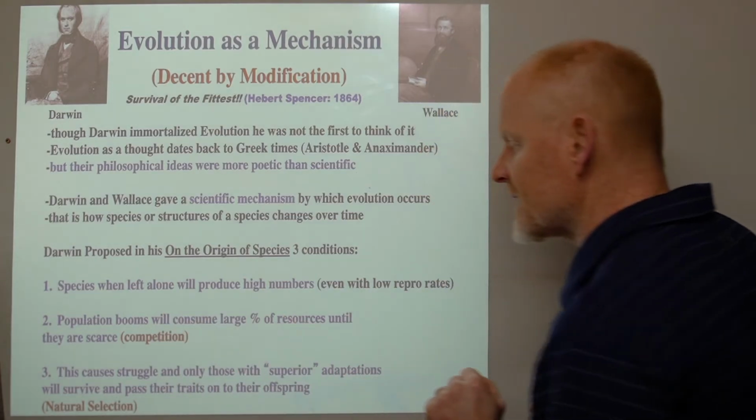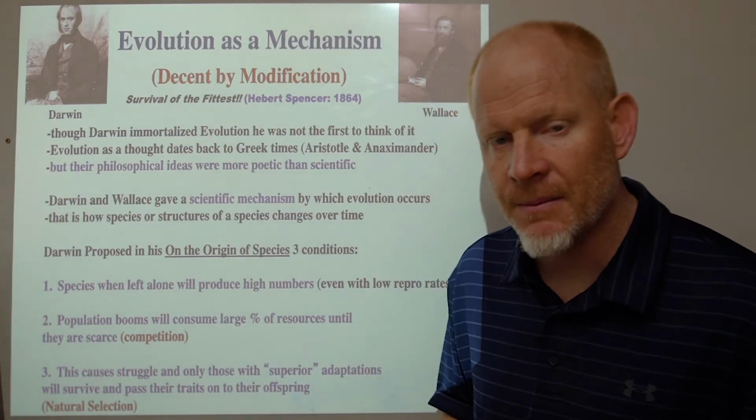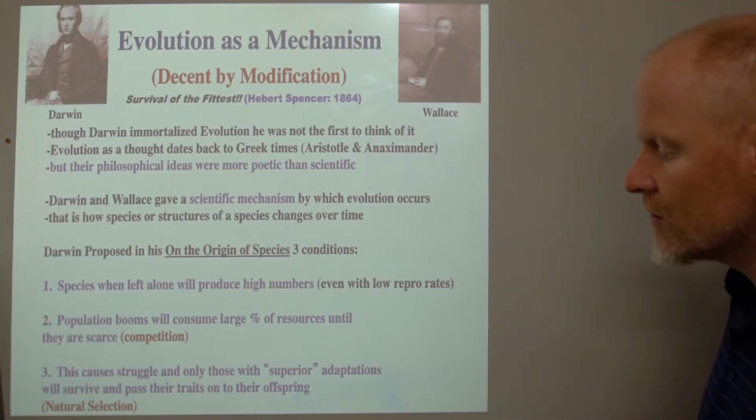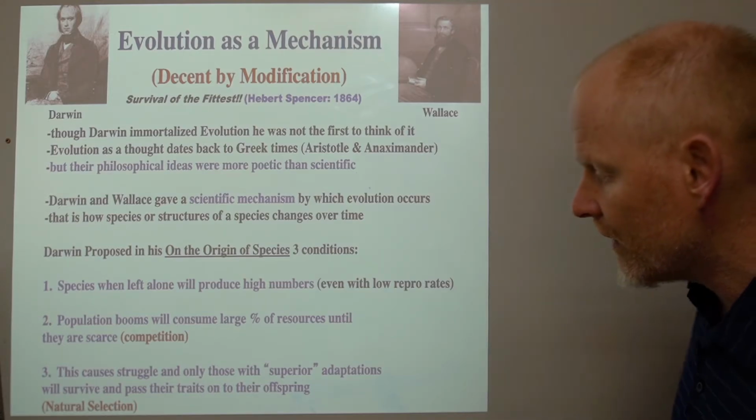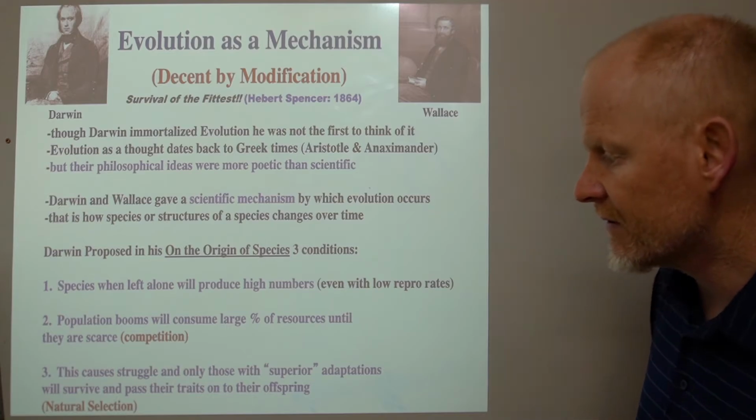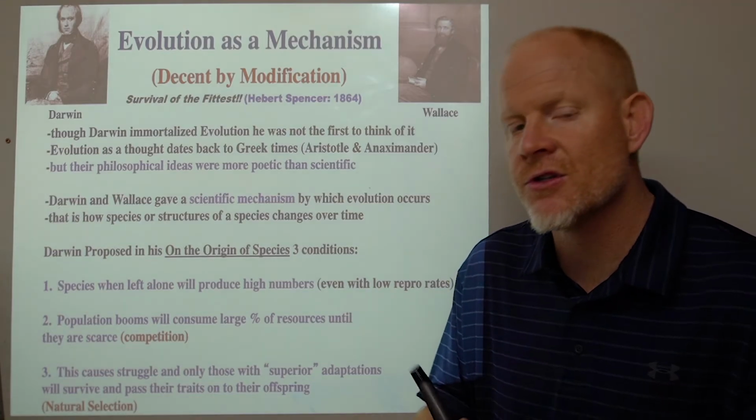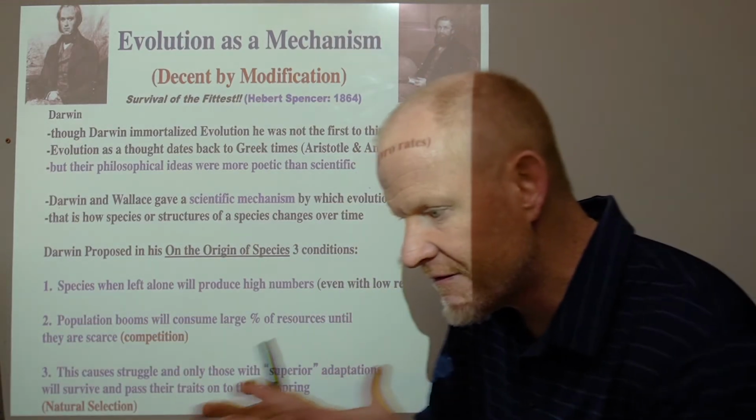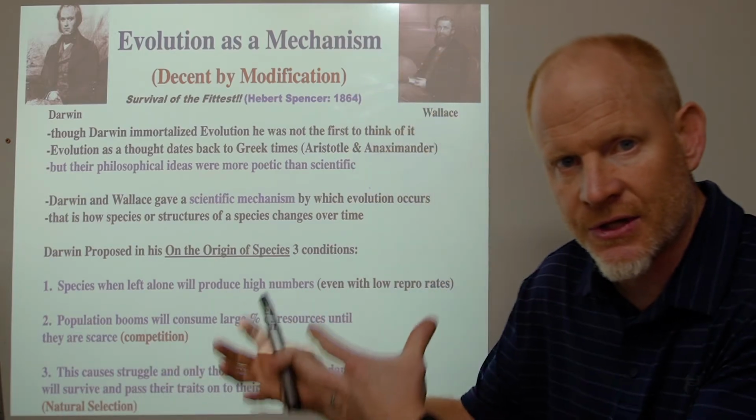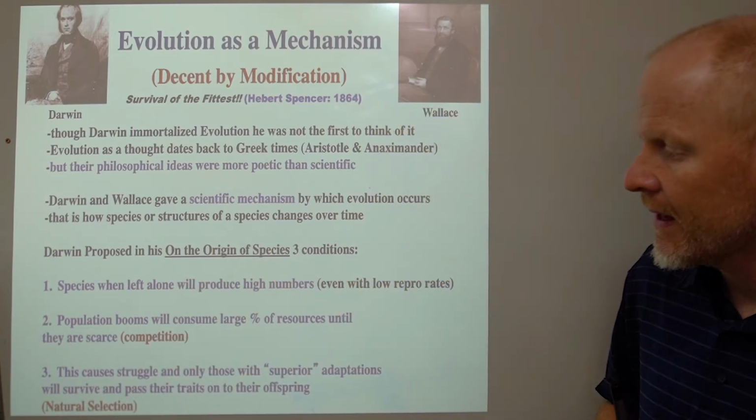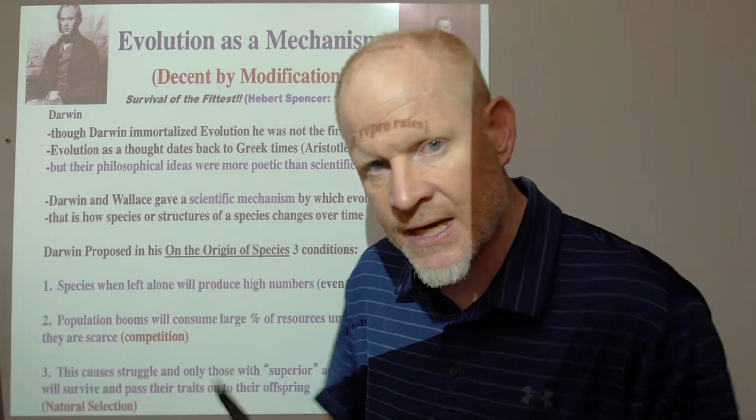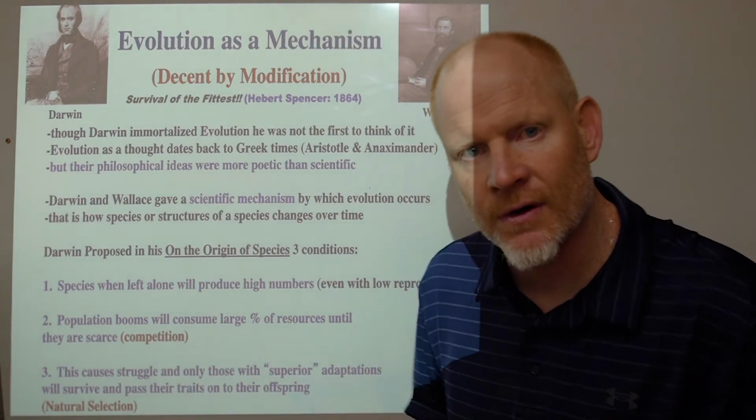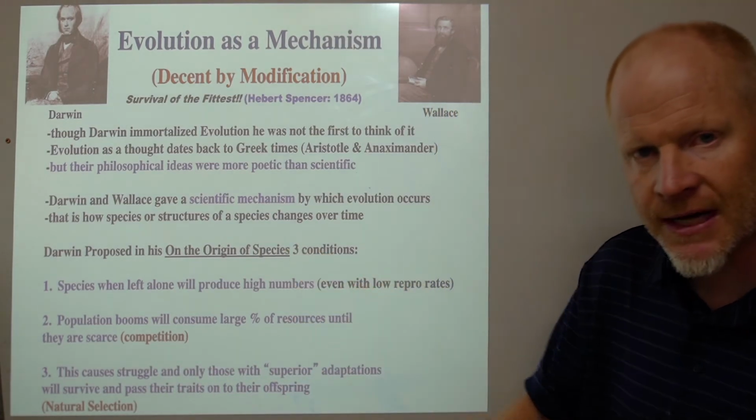Until these resources become scarce, that leads to competition between the individuals within populations. And this causes struggle among those individuals within a population, and only those with superior adaptations will survive and pass their traits on to the next generations. Others will die off. So the environment is going to select for certain adaptations that allow them to feed better, reach reproductive success better, using our tortoise or our Darwin's finch example, and therefore reproduce. And that's what you're going to see, those phenotypes in the population. He called this natural selection, the environment or nature selecting for morphological differences, or certain phenotypes.